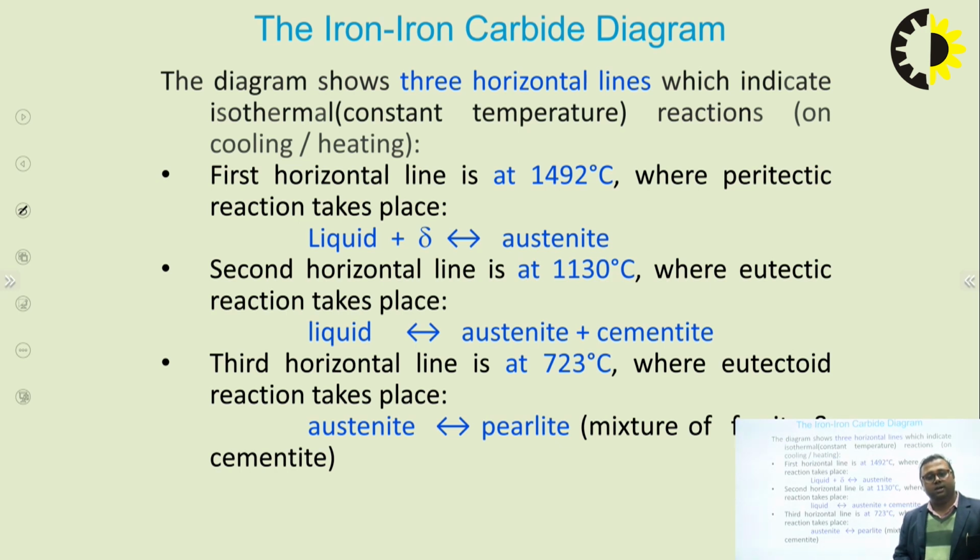austenite plus cementite. And the third horizontal line is at 723 degrees centigrade, where the eutectoid reaction takes place, where austenite converts into perlite, and perlite is the mixture of ferrite plus cementite.